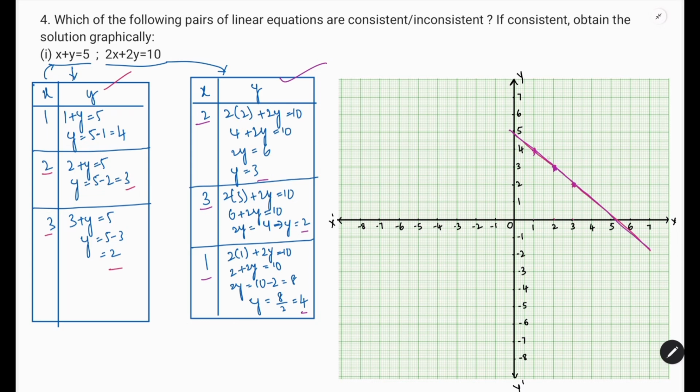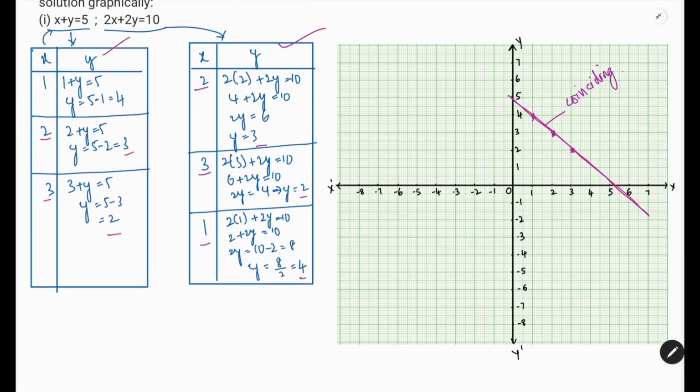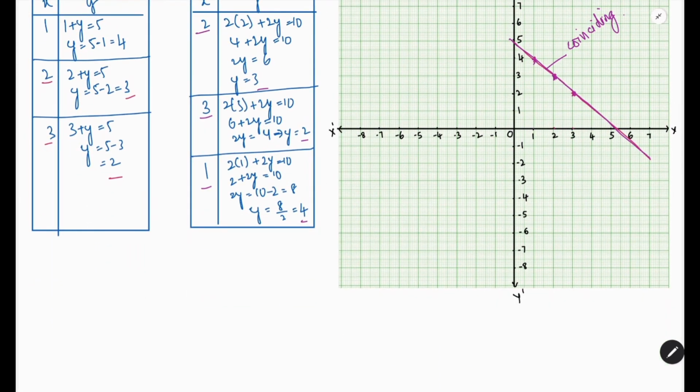That means, see here, the lines are coinciding. The lines are coinciding. So it is a consistent pair of linear equations.